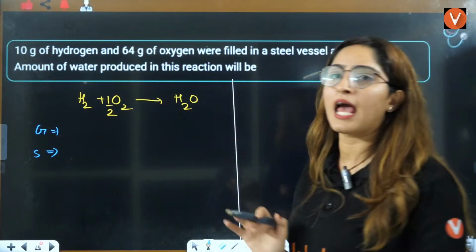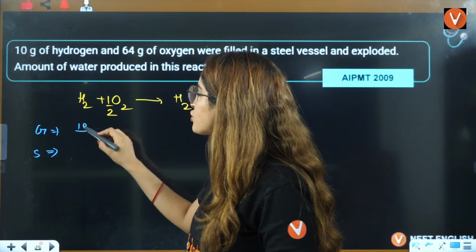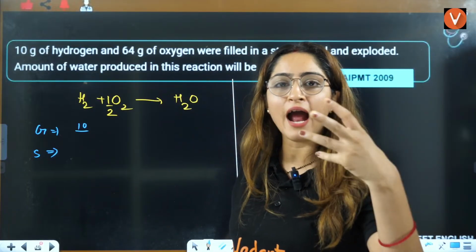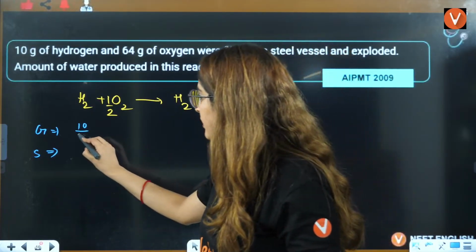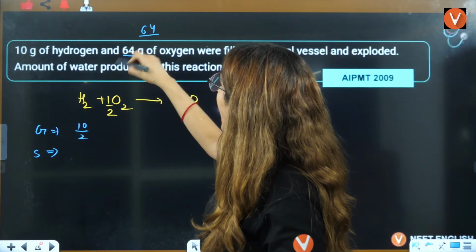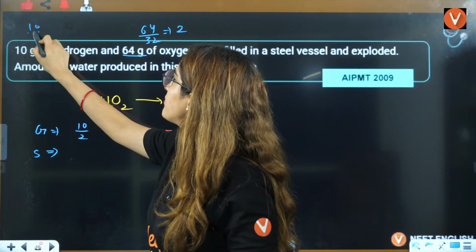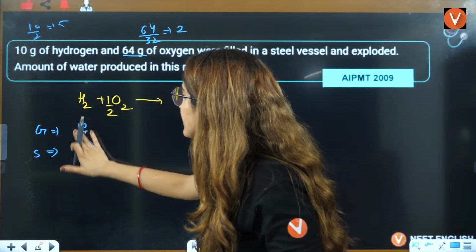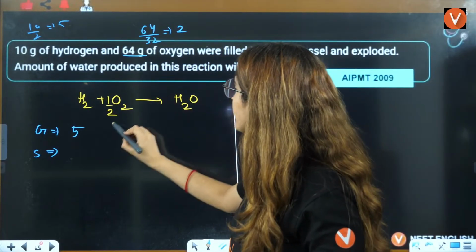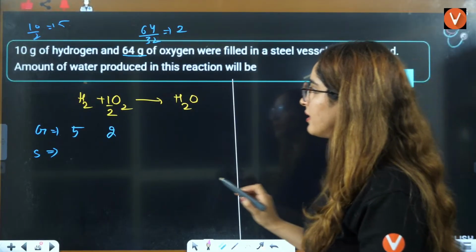Given is 10 gram of hydrogen. So 10 gram means 10 by the molar mass. The molar mass of hydrogen is 2, hydrogen atom is 1, hydrogen molecule is 2, no? So this will be 10 by 2. For oxygen, it is 64 and O2 is 32. So it is going to be 2 mole, and this is going to be 10 by 2, that is 5 mole. So we can say for H2, the given moles are 5 mole, and for O2, the given moles are 2 moles. Okay.